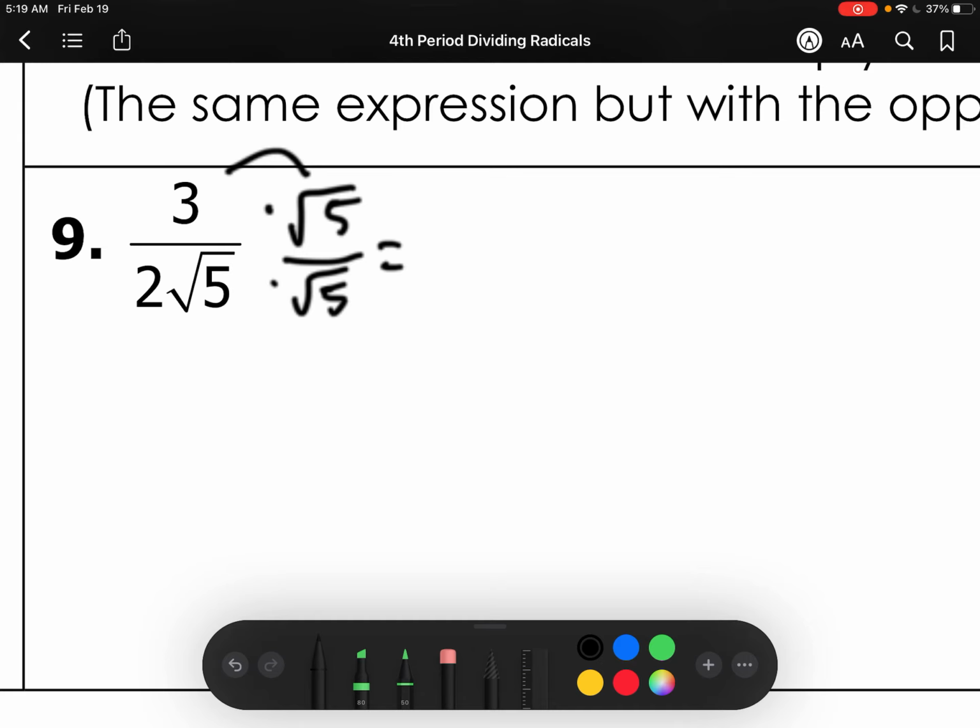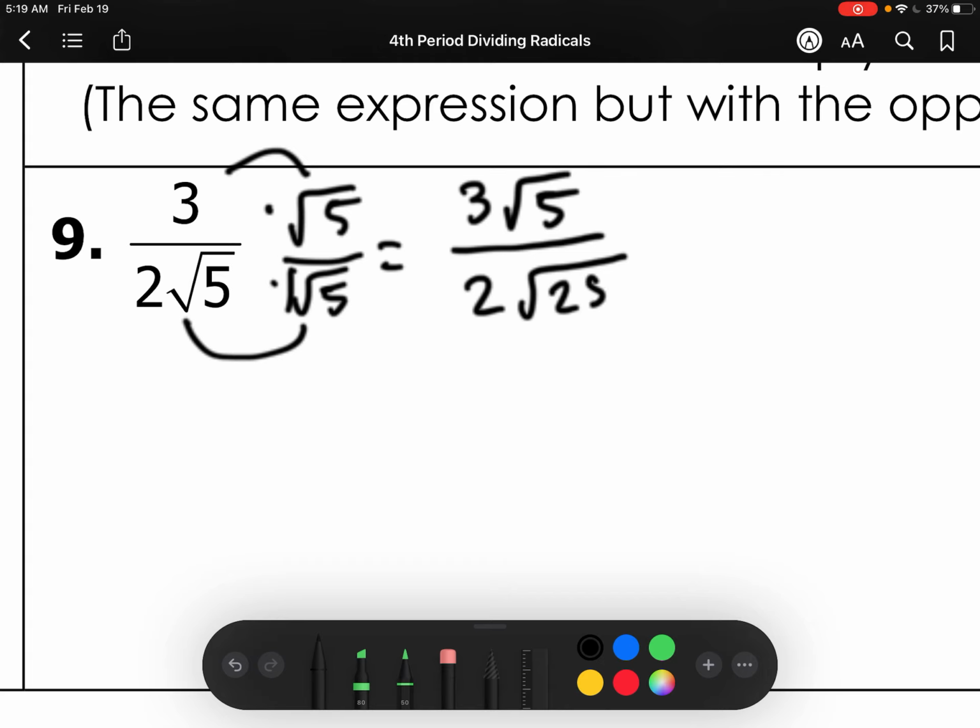So numerator times numerator, we have 3 times the square root of 5, right? That just becomes 3 times the square root of 5. And then we have 2 times the square root of 5 times the square root of 5, right? And if you're following the multiplication steps, coefficient times coefficient, 2 times 1 is 2, right? And then the square root of 5 times the square root of 5 becomes the square root of 5 times 5. And 5 times 5 is 25, right?